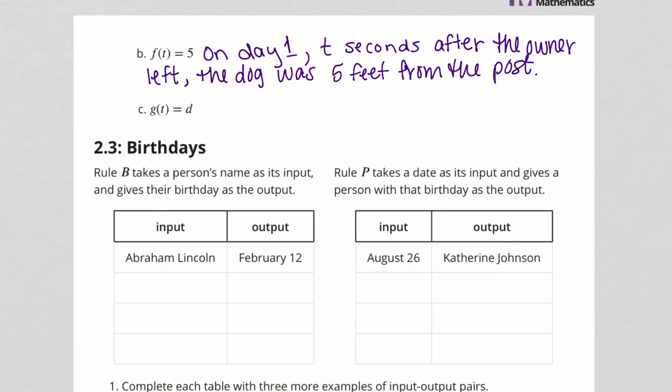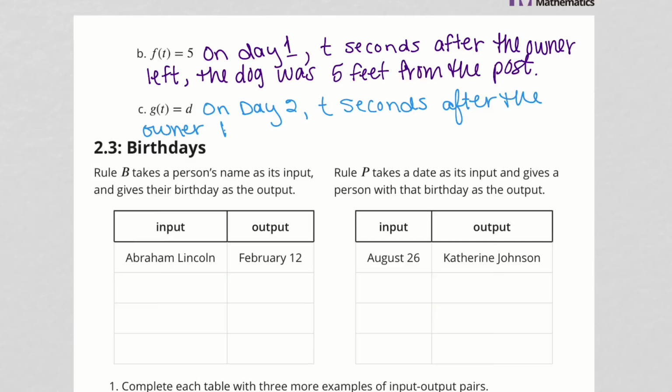All right, last one on this one. We have G of T. What was G? Day 2. So on day 2, what is our time? T seconds after the owner left. The dog was how many feet from the post? D. Was D feet from the post.